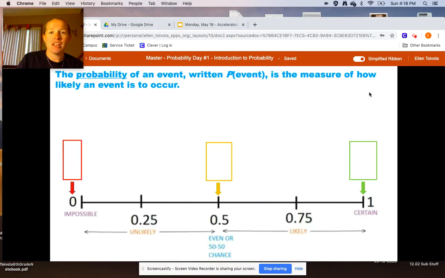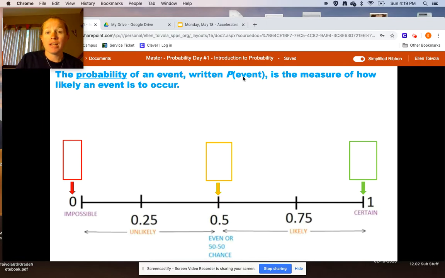Okay, in math, when we talk about the probability of an event, we write it as P of the event. So if I'm flipping a coin, I would write capital P for probability, and you can see it's kind of sideways, italicized. The probability of an event is the measure of how likely it is to occur. And quite honestly, I wouldn't say probability of flipping a coin. I'd say the probability of heads or the probability of tails.